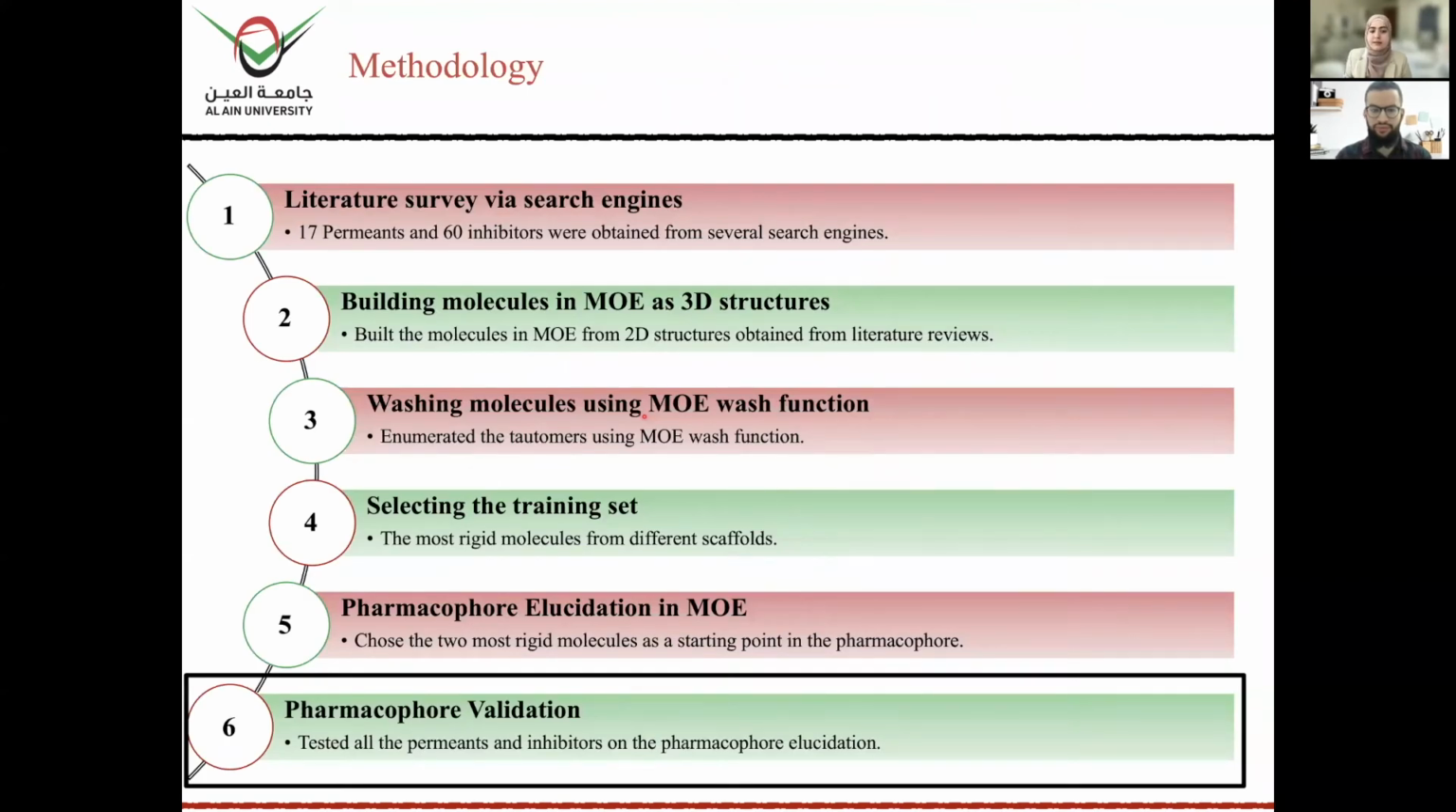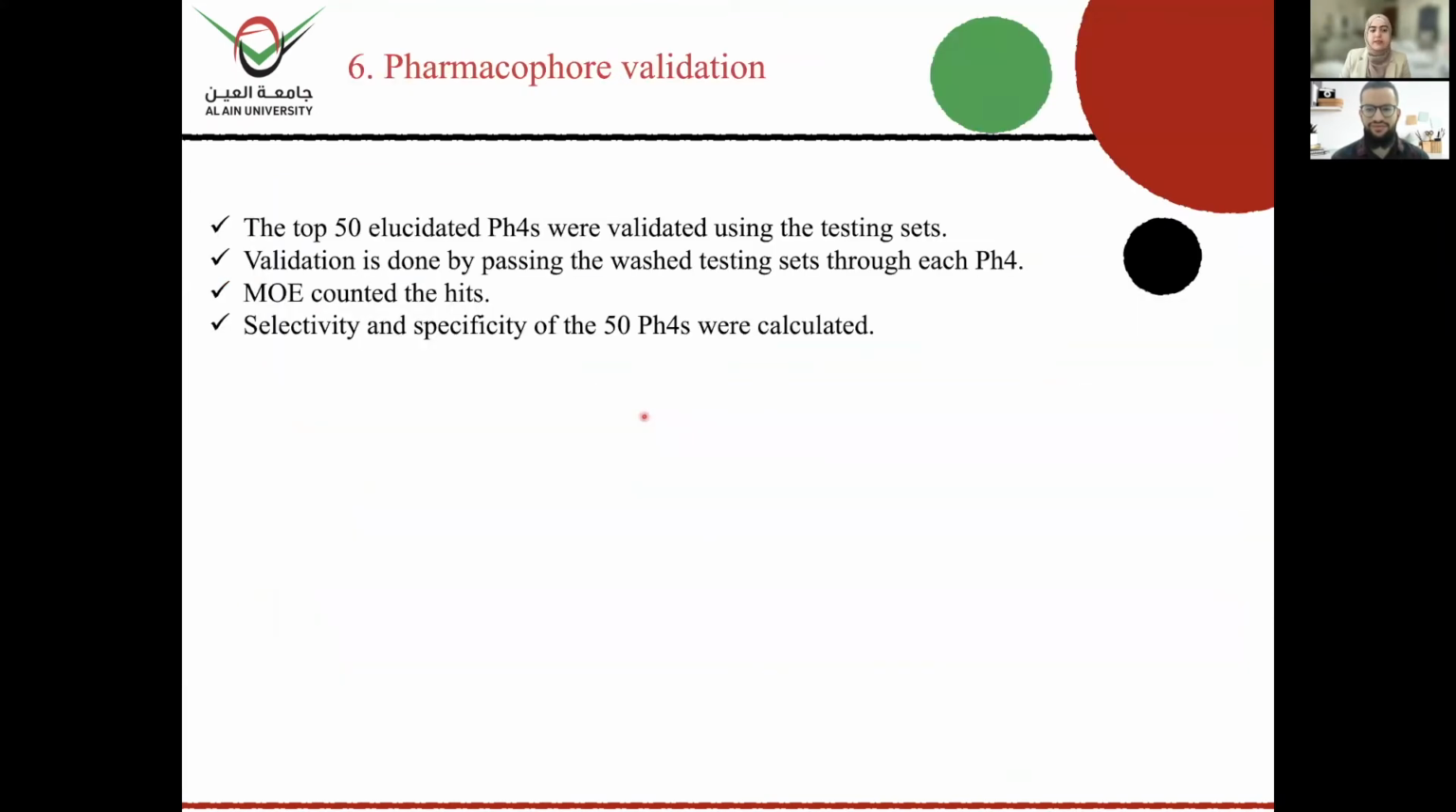Now, our last step in the methodology was the pharmacophore validation, where the pharmacophore queries were validated using a test set of known hENT1 ligands, which were either permeants or inhibitors. The top 50 elucidated pharmacophores of permeants and inhibitors were validated by passing a washed testing set of known hENT1 ligands through each pharmacophore to give true positives and true negatives.